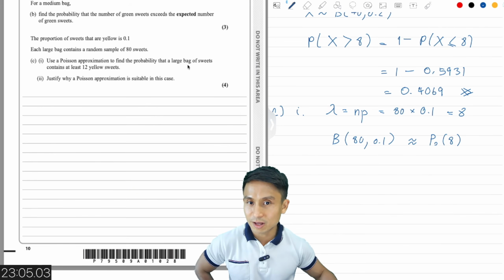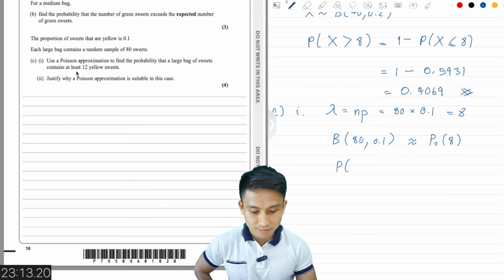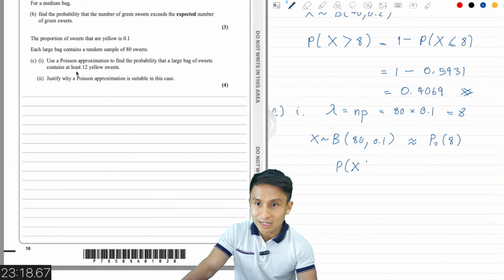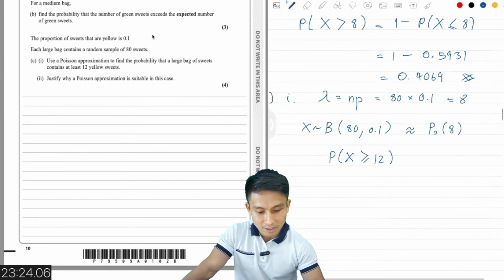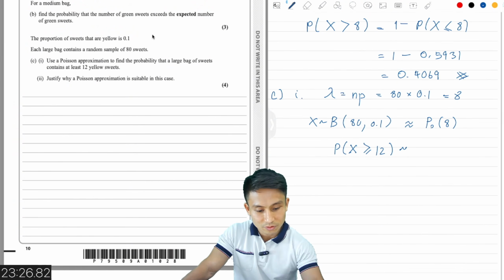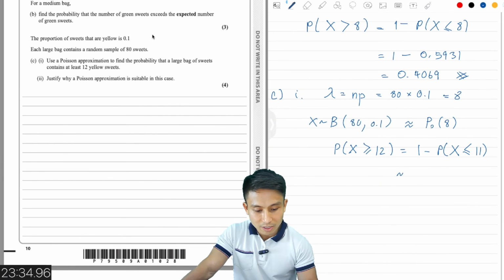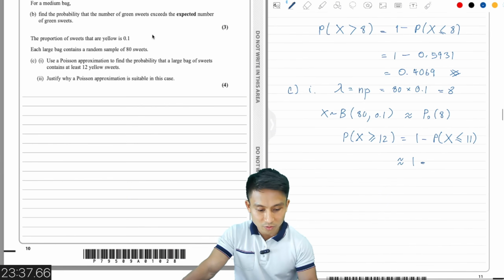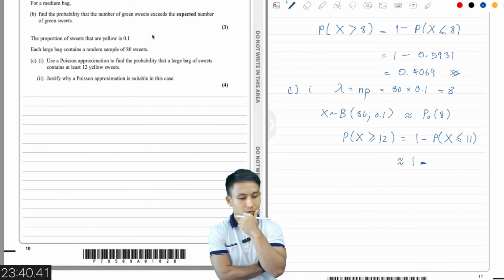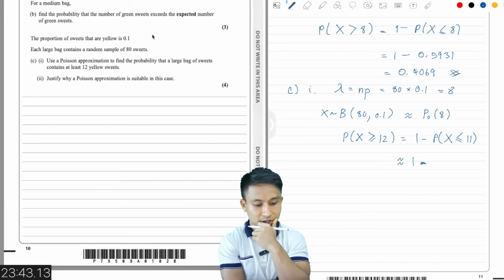So that means if you want to find the probability that the large bag contains at least 12 yellow, so X contains at least 12 yellow, so at least is greater than or equal to 12. So that would be equal first to 1 minus P of X less than or equal to 11, right? And that would be approximated to 1 minus, because we're going to do Poisson, Poisson 8.